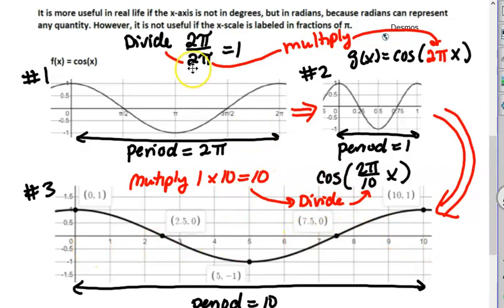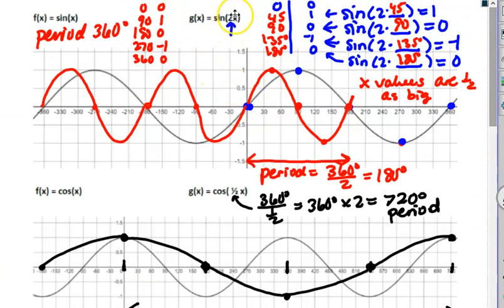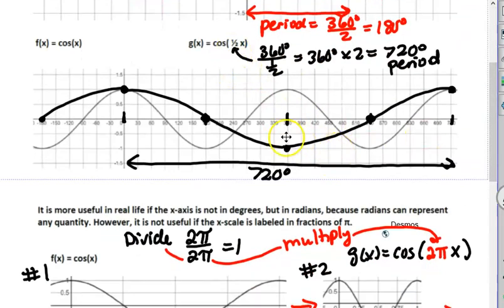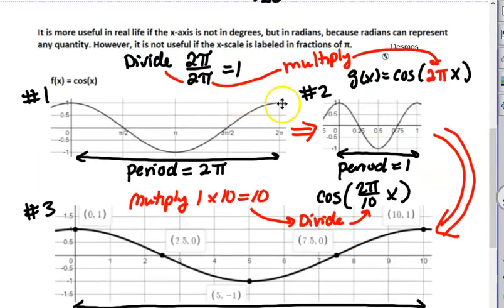So recalling from our previous values up here, when we multiplied by a number inside the function bigger than 1, like 2, it made the graph, the period, half as wide. And when we multiplied by 1/2, it made the period twice as wide. So we know that if we want to make the period go from 2 pi to just 1 unit, I would have to divide by 2 pi. 2 pi divided by 2 pi gives me 1, which means I'm going to have to multiply by 2 pi inside the function to have the same effect.